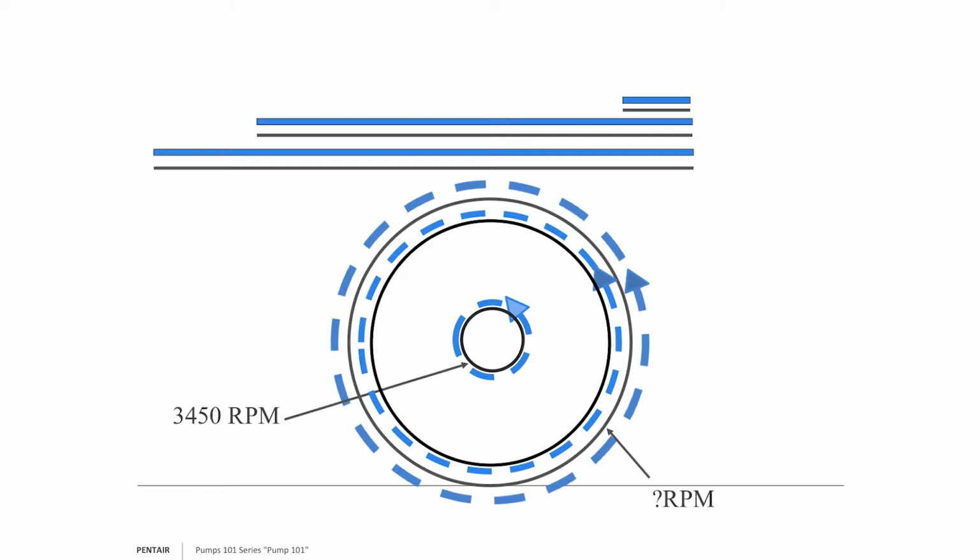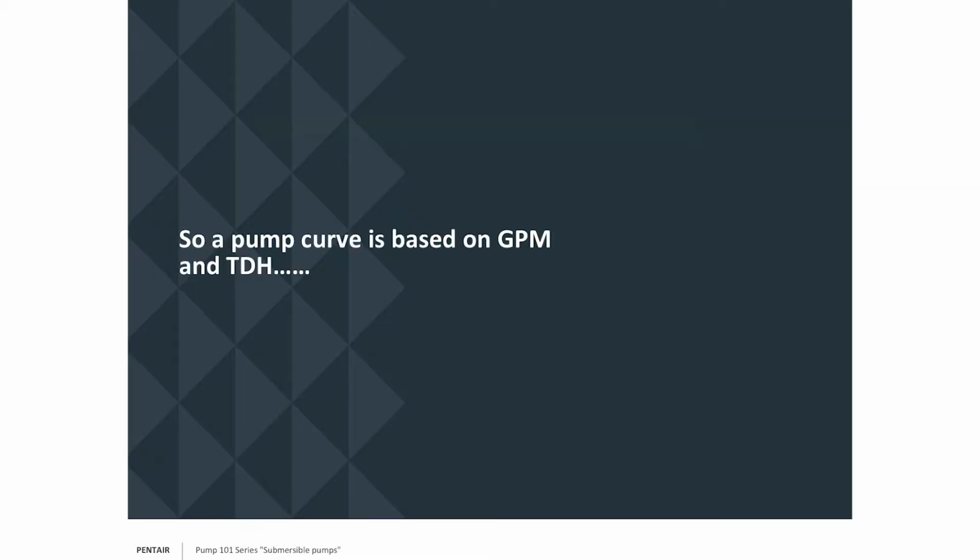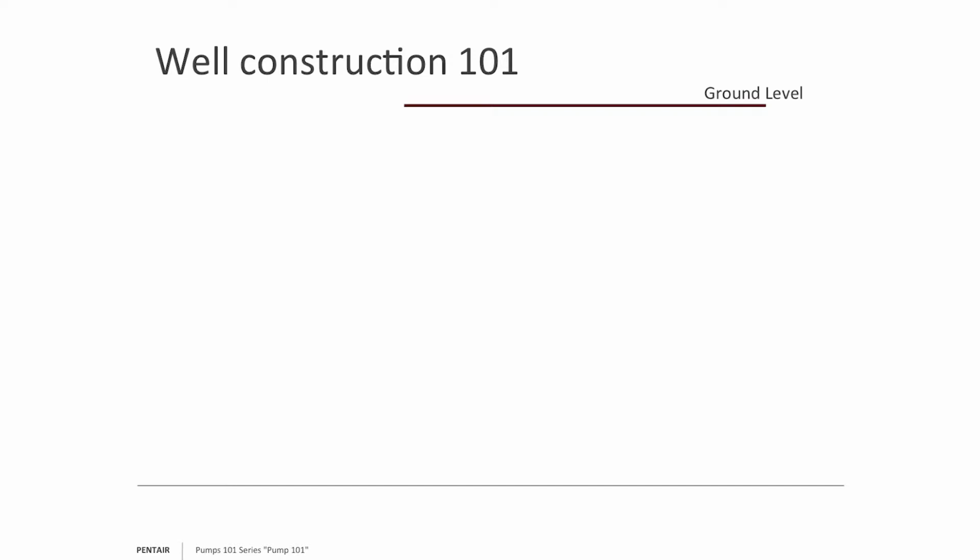Now, let's get back to the curve because I promise you this was a curve discussion, okay? So, if we know that the curve is based upon gallons per minute and total dynamic head, what do I need to size a pump? Well, I need to know the total dynamic head and gallons per minute. Pretty simple, okay?